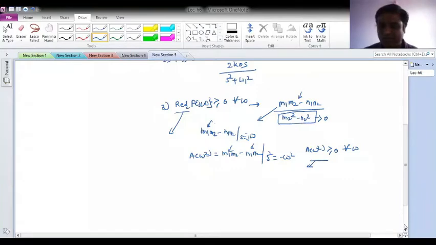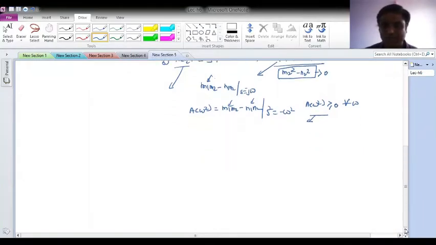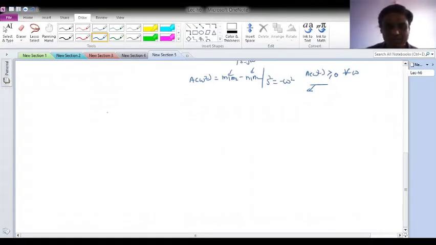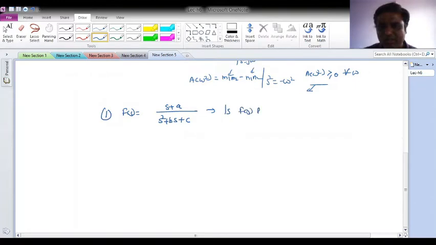So with this, let us take some numerical examples. The first example: suppose my function f of s is s plus a divided by s square plus bs plus c. The question is, is this f of s PR? If yes, then what is the condition that it is PR? Obviously this is PR.